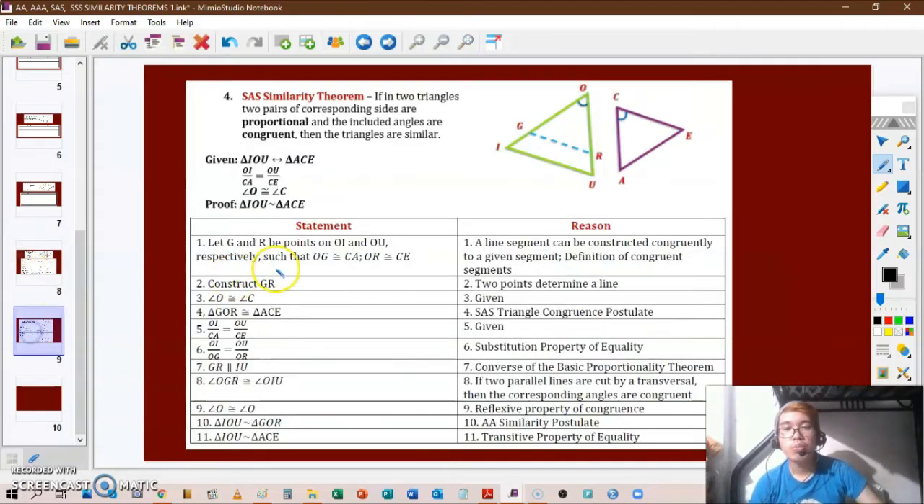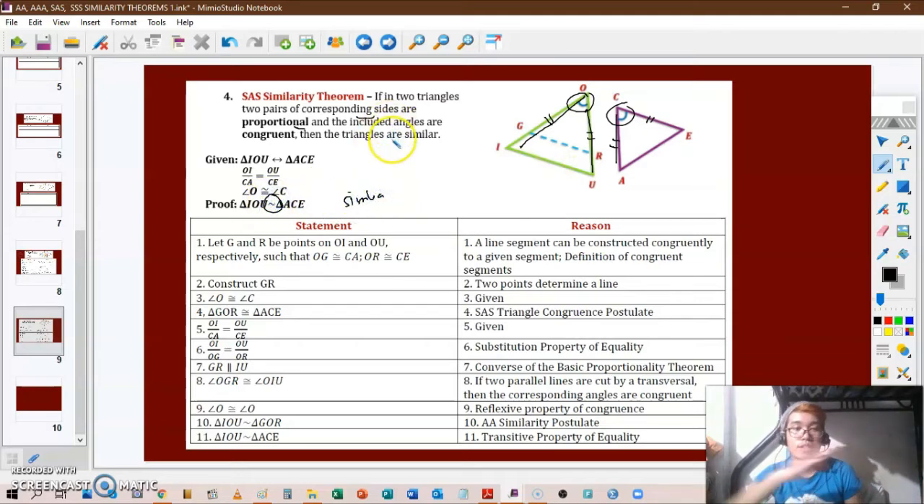Okay, so let's try to prove the SAS triangle similarity theorem. If in two triangles, two pairs of corresponding sides are proportional and the included angles are congruent, then the two triangles are said to be similar. So we have here triangle IOU and triangle ACE, and OI over CA is equal to OU over CE, and angle O is congruent to angle C. We want to prove that triangles IOU and ACE are similar to each other.